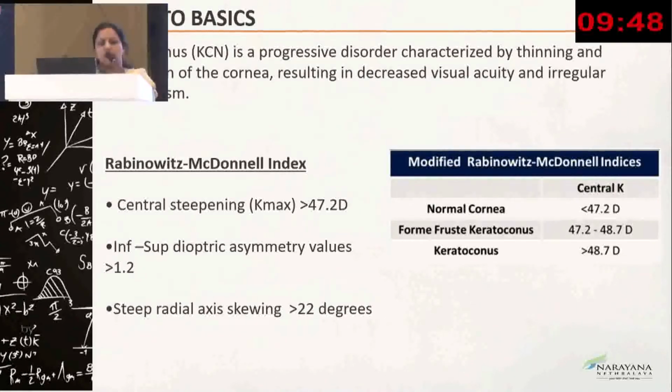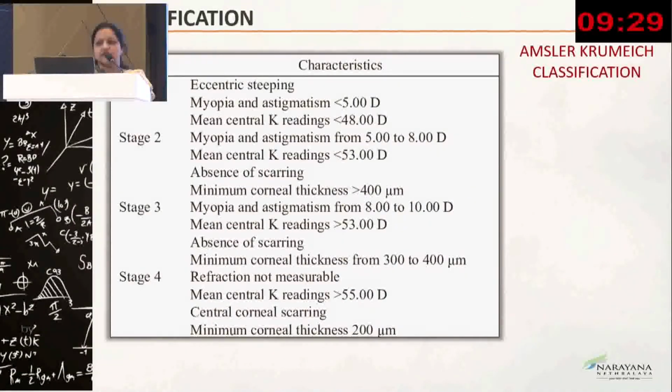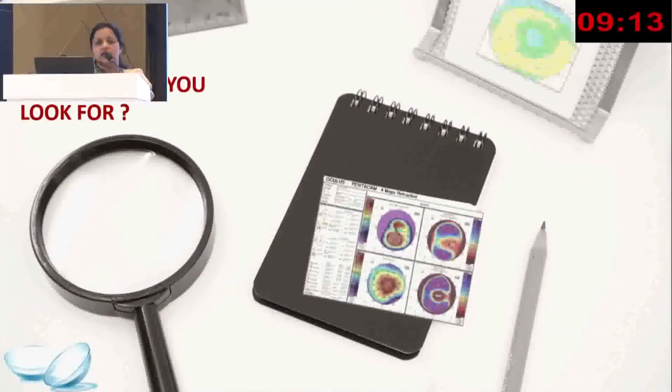The basic criteria all of us know is the Rabinowitz index, which has central steepening of more than 47.2, a difference between the inferior and superior of more than 1.2, and a steep radial axis skewing of more than 22 degrees. The other commonest classification is the Amsler classification, which is based on the amount of astigmatism, basically the refraction, the central K readings, presence or absence of scarring, and the corneal thickness. There are a lot of other classifications, but it is out of scope for this discussion.